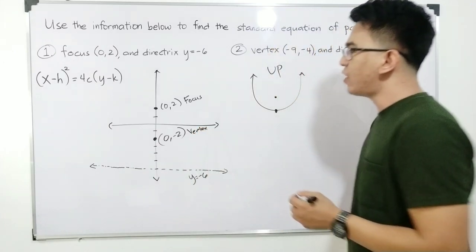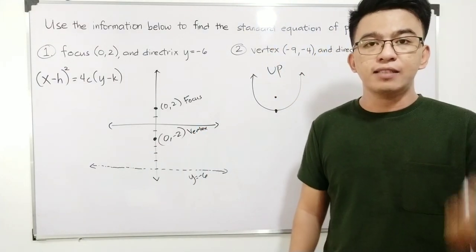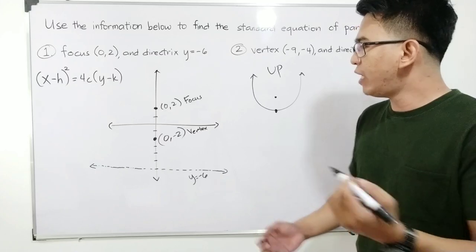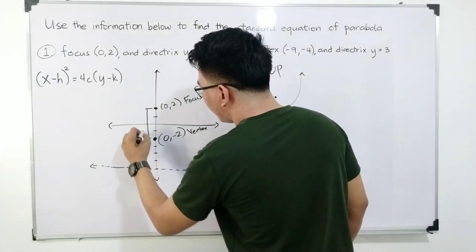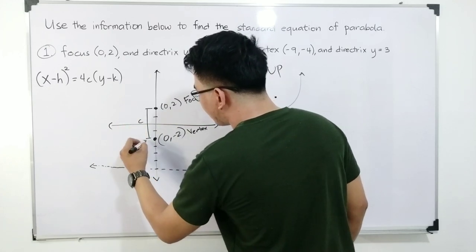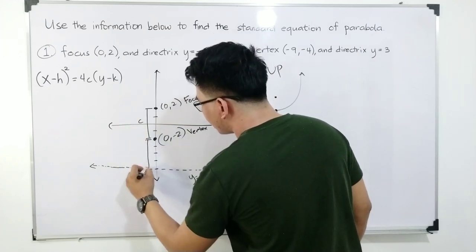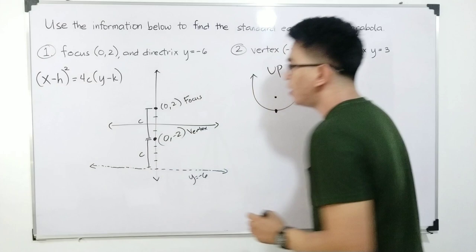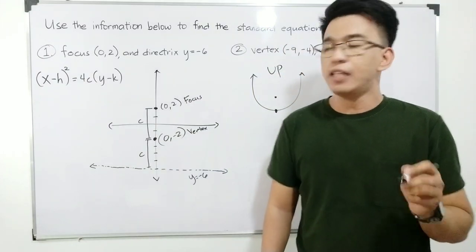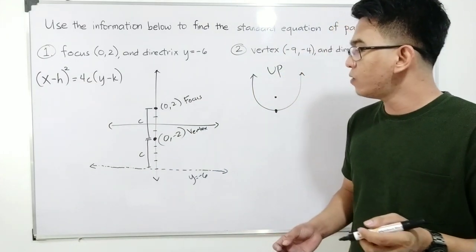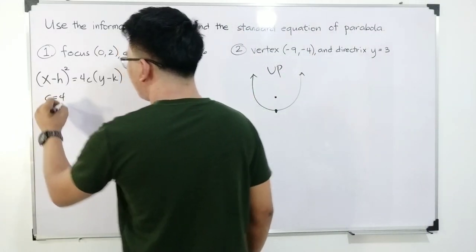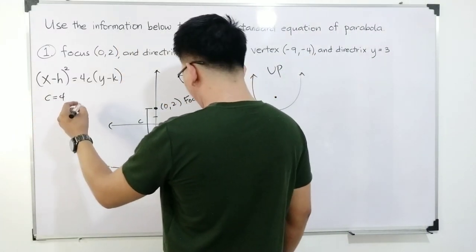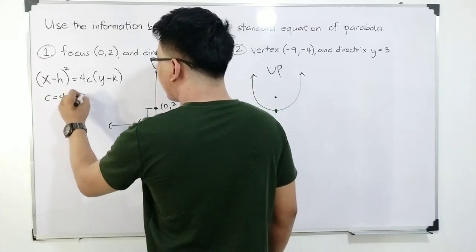Ang problem na natin ngayon ay yung ating c, or yung value ng ating c. By the way guys, yung distance nito is equal to c. Yung distance nitong vertex up to the directrix is equal to c. And we know na 4 units yun. That's why the value of c is equal to 4.